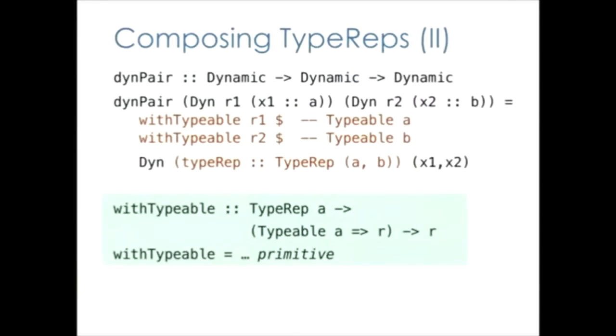And so what does that do in this example? We can use withTypable for R1 and R2. That gives us constraints for Typable A and Typable B, and then Haskell can put those together to create the type representation automatically for the pair type. So this is a neat thing that you can do just with this specific class.